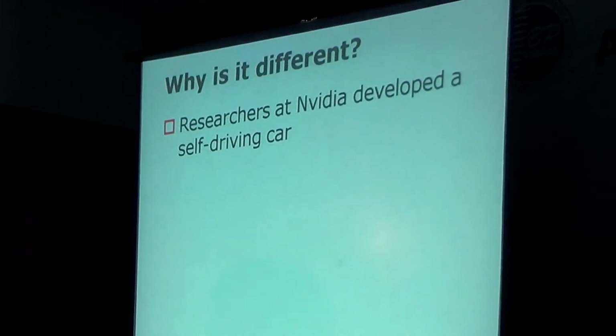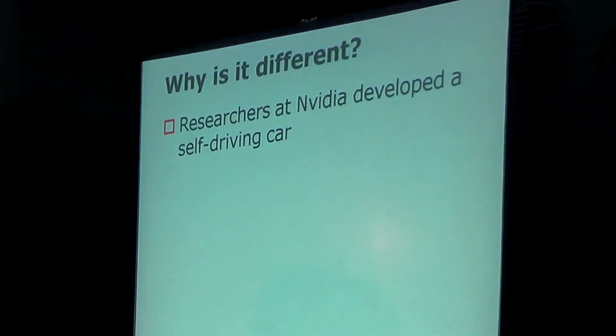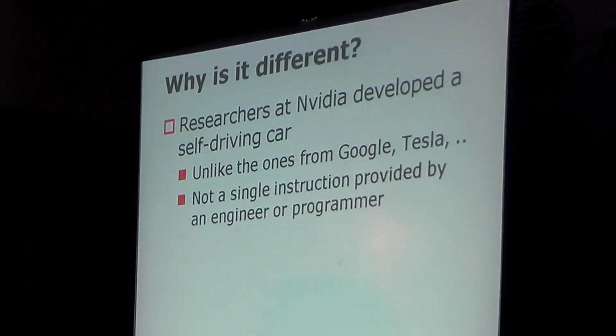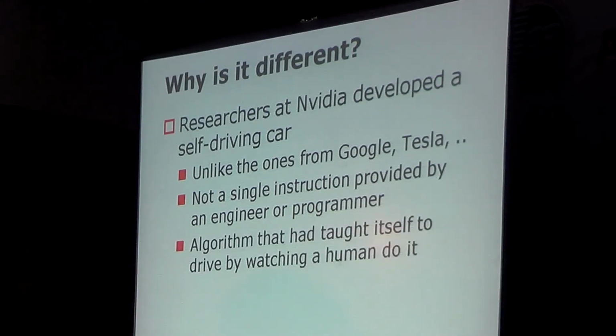Take for example the self-driving car of the chip manufacturer NVIDIA. This is unlike the one that have been created by Google or Tesla and so on. In this particular machine, not a single instruction was provided by an engineer or programmer. So how did it work? The algorithm had taught itself to drive by watching a human do it. So it is watching the way a human driver would be reacting to situations. It's learning from there, and then it is taking over the control.